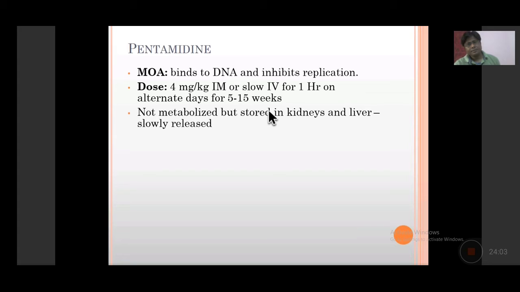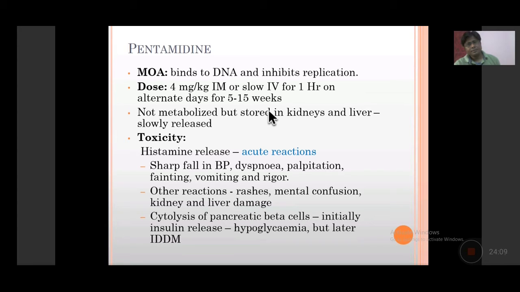Mechanism of action of pentamidine is that it binds to DNA and inhibits the replication of DNA. Those we need not remember. Toxicity is important as far as pentamidine is concerned. Because of histamine release, it causes acute reaction. And acute reactions are histamine related, like what we see in anaphylactic shock: fall in BP, rise in pulse rate, tachycardia, hypotension, dyspnea, palpitation. Other reactions are rashes, mental confusion, and kidney and liver disease also seen with pentamidine. And cytolysis of pancreatic beta cells initially leads to insulin release, which causes hypoglycemia, but later leads to insulin dependent diabetes mellitus.